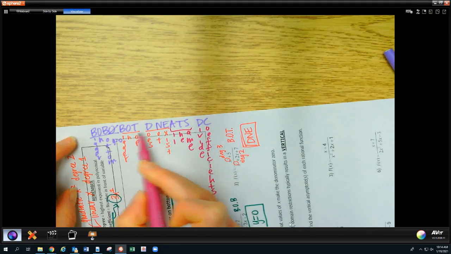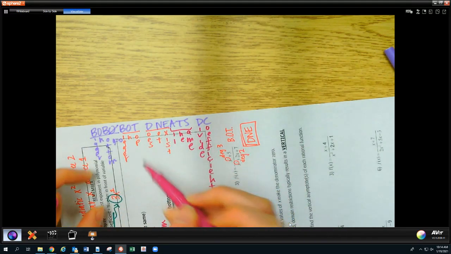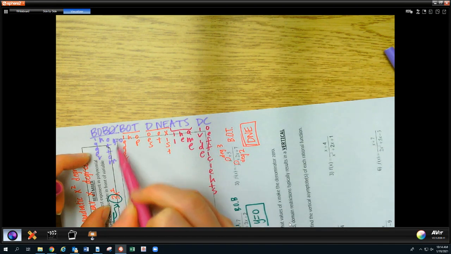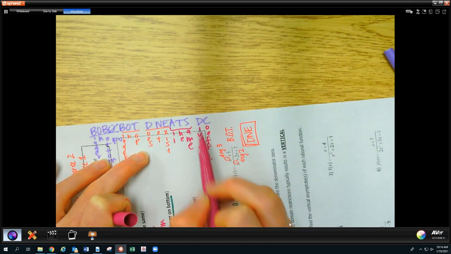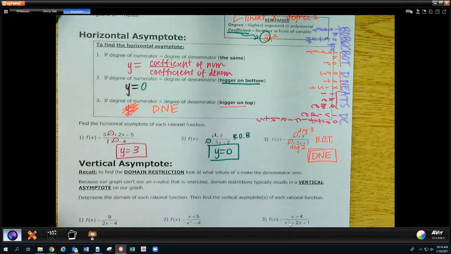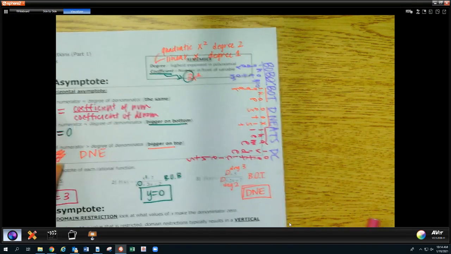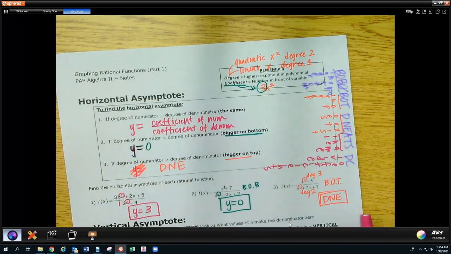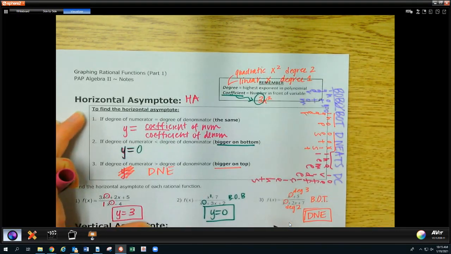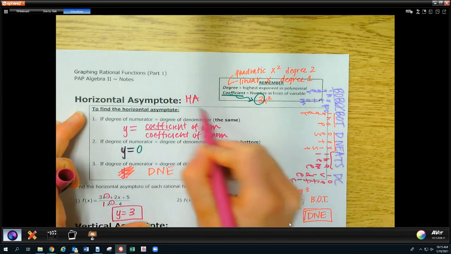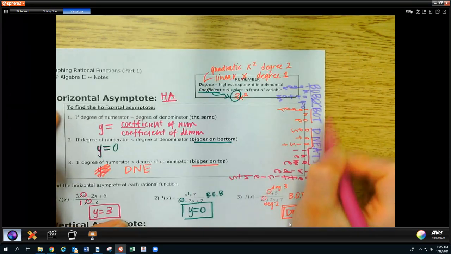So BOBO, BOT, D N E, DC. Bigger on bottom, y equals 0, automatically is your horizontal asymptote. Bigger on top, it does not exist. And if they're the same, you divide the coefficients. Okay? And so that's how you find the horizontal asymptote. And the way I remember to use this funny acronym is that horizontal asymptote is abbreviated HA, like ha, like ha. So you find the HA by using the funny acronym.